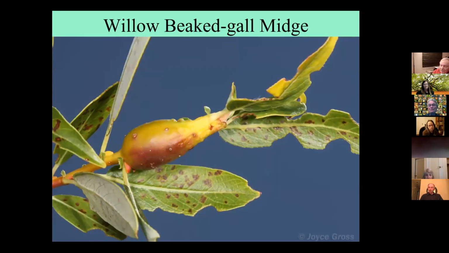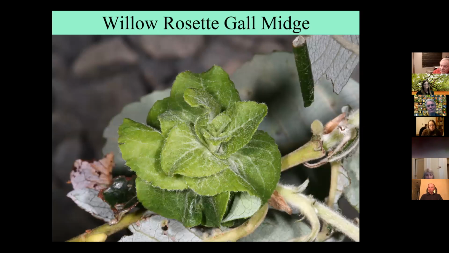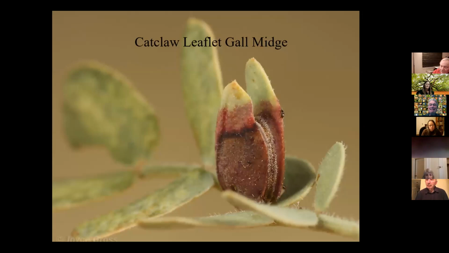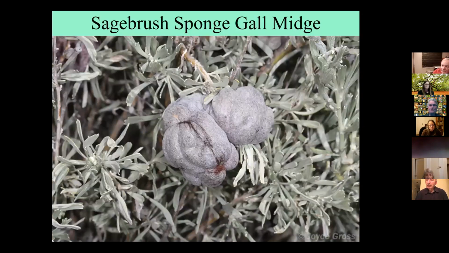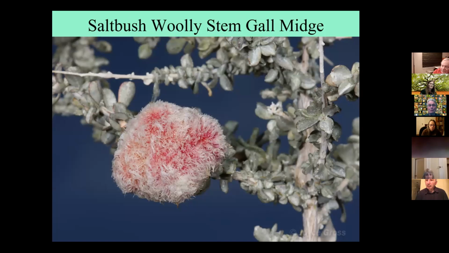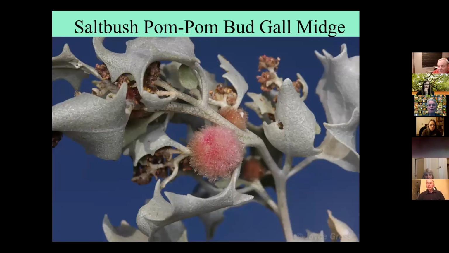The willow beaked gall midge, okay. Here's a willow rosette midge gall. Here's a cat claw leaflet midge gall. Here's the sagebrush sponge gall midge. Okay, again, all these are fly galls caused by Cecidomyiidae, and we'll get to that in a little while. Here's a woolly stem gall midge, okay, the gall caused by a midge, and a saltbush pom-pom midge gall.